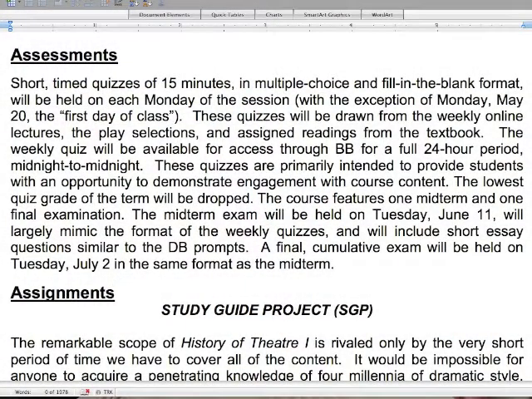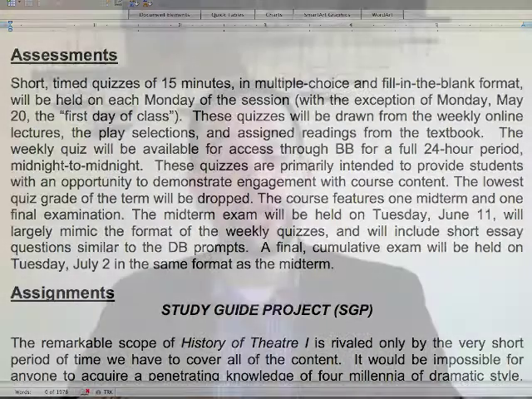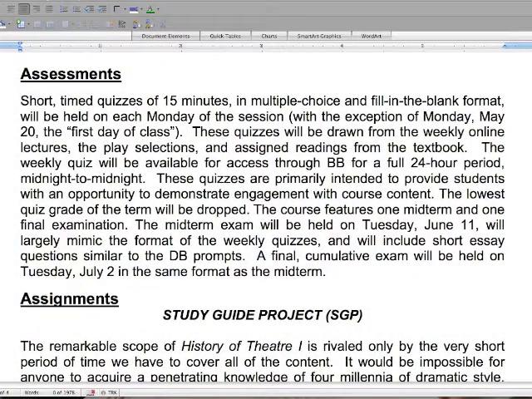These quizzes will be drawn from the weekly online lectures, the play selections, and the assigned readings from the textbook. The weekly quiz will be available for access through Blackboard for a full 24-hour period, midnight to midnight. So what that means is I will put the quizzes up at midnight Sunday, and you will have until midnight Monday to complete the quiz. The quizzes are primarily intended to provide students with an opportunity to demonstrate engagement with the course content. The lowest quiz grade of the term is dropped.